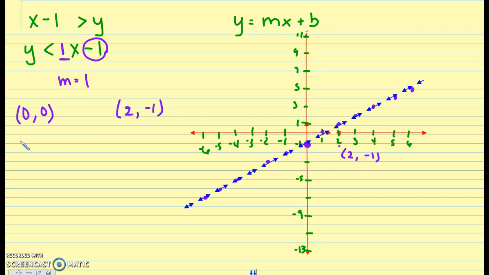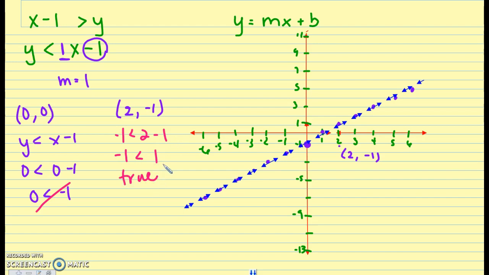Okay, and then I'm going to plug it into that original equation, y is less than x minus 1. So here I get 0 is less than 0 minus 1, or 0 is less than -1. That's not true. So I move over here to this one, and I say -1 is less than 2 minus 1. -1 is less than 1.